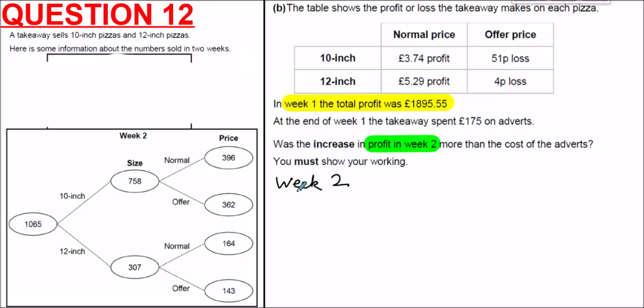So let's do week 2. Okay, so now we've got 10-inch pizzas sold, 758. Now some of these were normal price, some were offer price. And so the normal price was 396. And the offer price, they sold 362 10-inch pizzas.